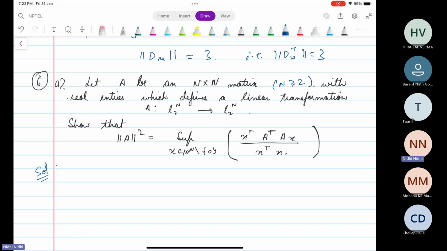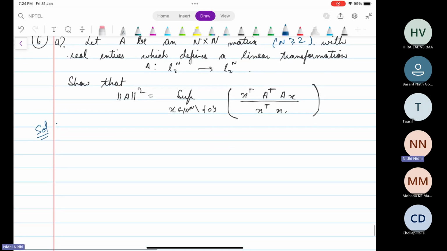So could anyone prove it? We claim that this is nothing but x transpose A x by x transpose x, which is basically norm Ax2 by norm x2 squared, and hence by the definition of the operator norm, we will get this norm squared is equal to the supremum.